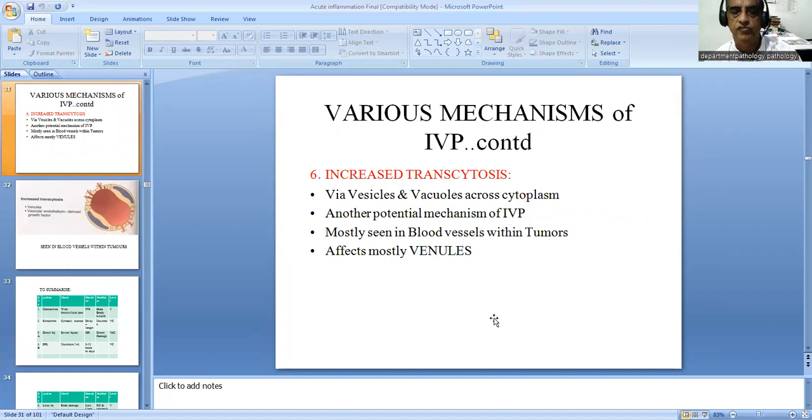Next is increased transcytosis. This is the last mechanism that has been proposed. There is a vesiculo-vacuolar system across the cytoplasm in all cells, and there is constant movement of fluid inside that. But once it crosses the cell boundaries, then the fluid leaks out. This is mostly seen in blood vessels within tumors, where again the cells are not properly formed. They are proliferating at a higher rate. So the vesiculo-vacuolar system across several cytoplasmic compartments will take place and result in increased vascular permeability.